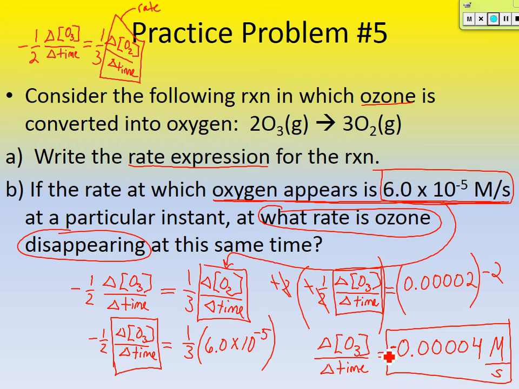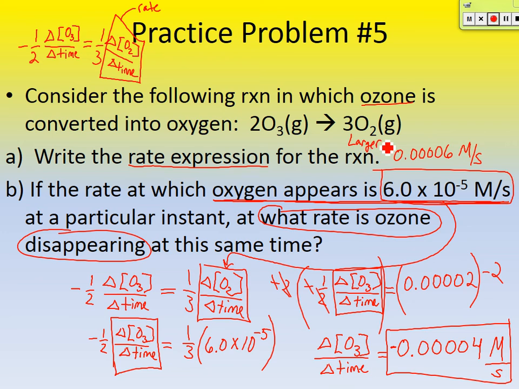Here's another question. If we switch this rate of oxygen to standard form instead of scientific notation, guys, which rate is larger? The 0.00004 or the 0.00006? 6. Yeah, this is larger.